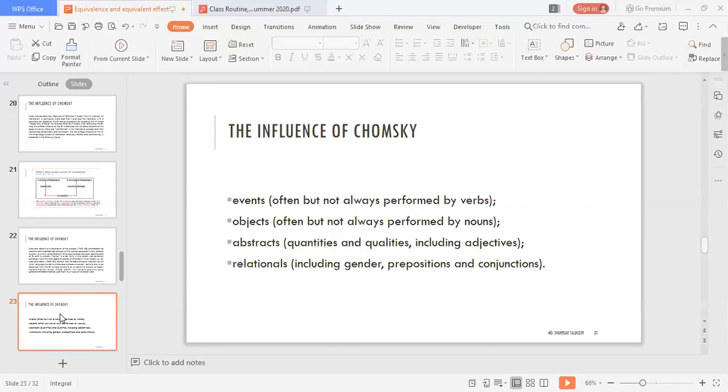For example, he is my father. So here he is your father. So it's a relational. He and father, it is a relation in some sense.